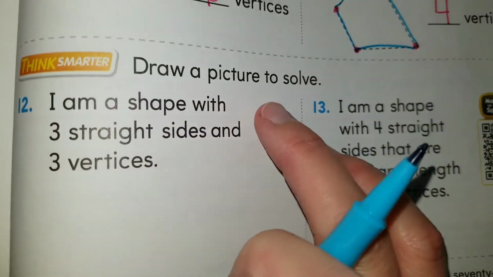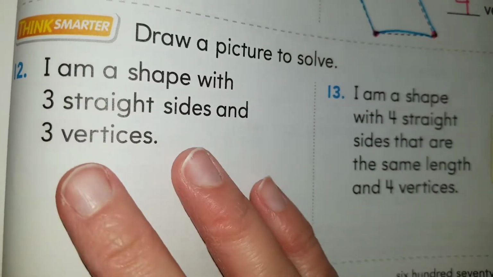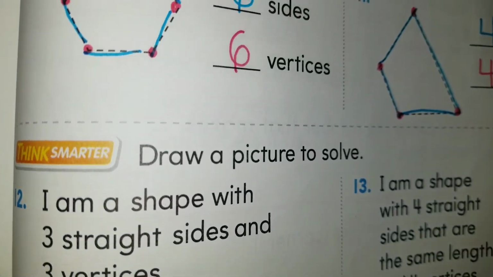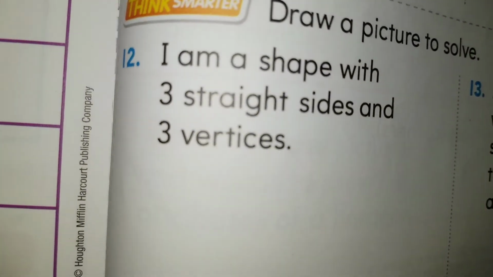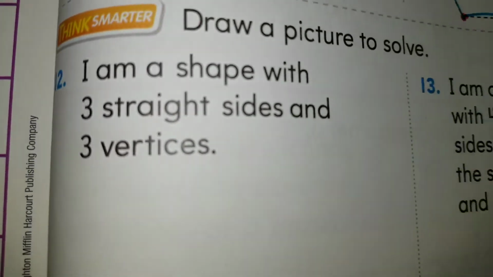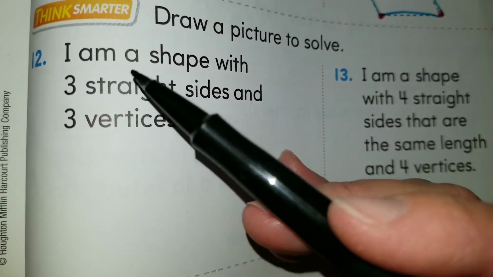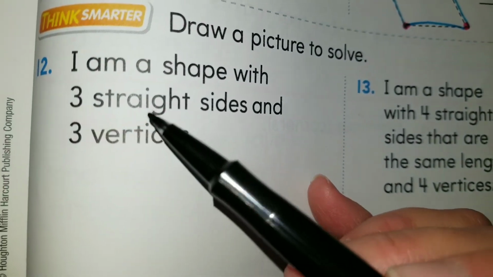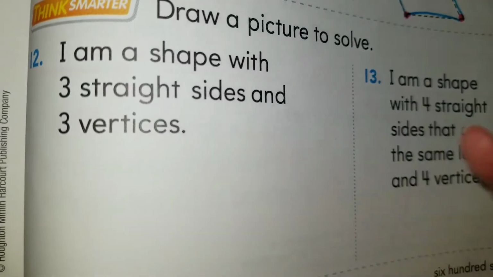And now we're going to draw a picture to solve. They're going to give us some clues, and we are going to draw our own picture. I'm going to do that picture using black. You should use your pencil now, all right? All right, here we go. It says, I am a shape with 3 straight sides and 3 vertices.